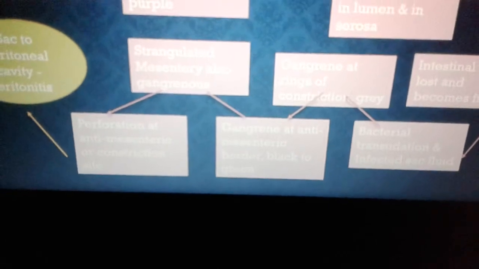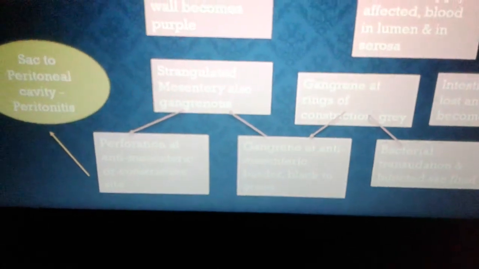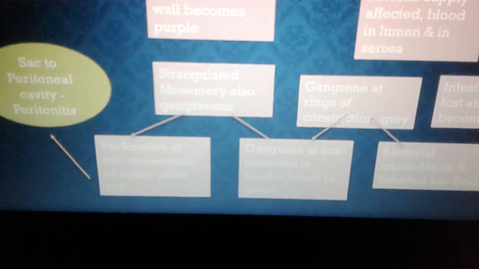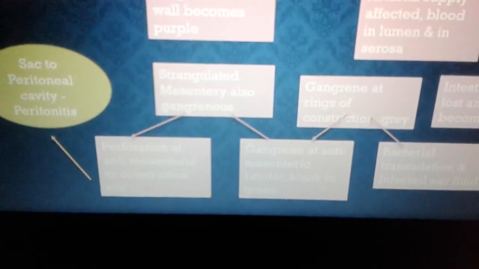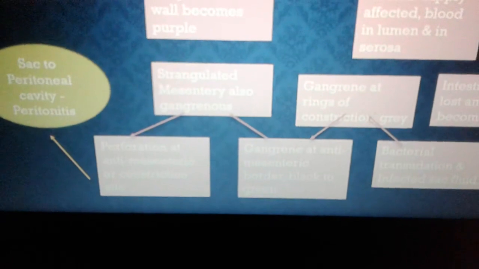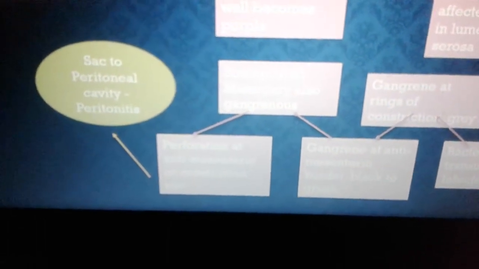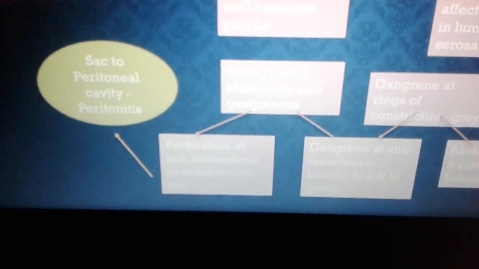Perforation peritonitis, the involvement of the peritoneal cavity leading to peritonitis features, right? So this is the overall pathology of strangulated hernia, right? The same slide you have just gone through in this video 15 to 20 minutes back. This is the direction of events.